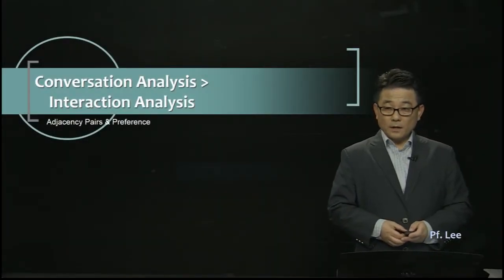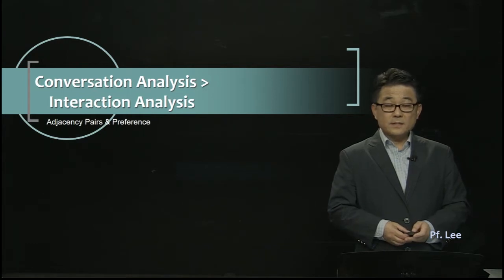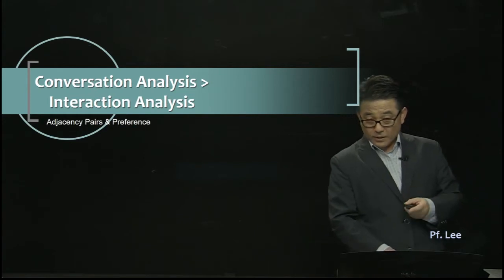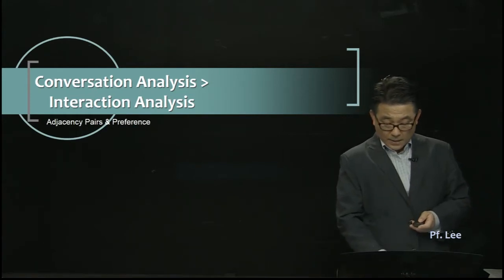Today, we'll talk about Chapter 7, Adjacency Pairs and Preference. And before we do that, let me go through what we have done last time on turn-taking.